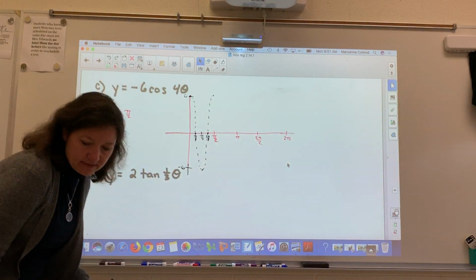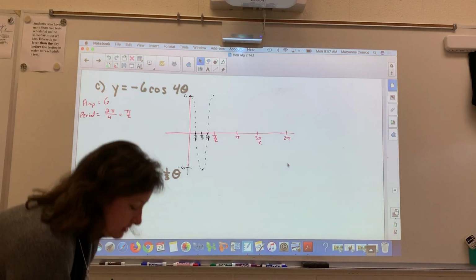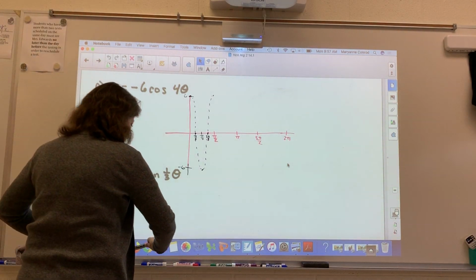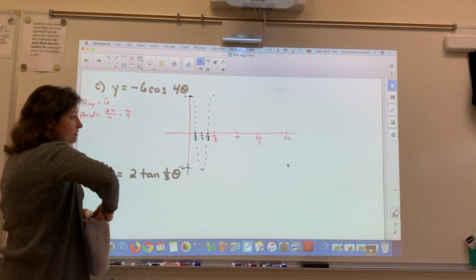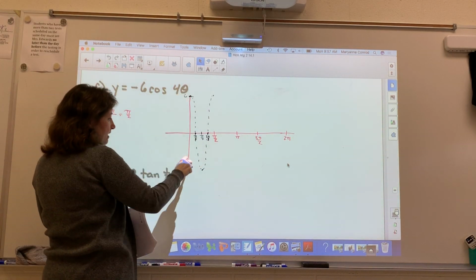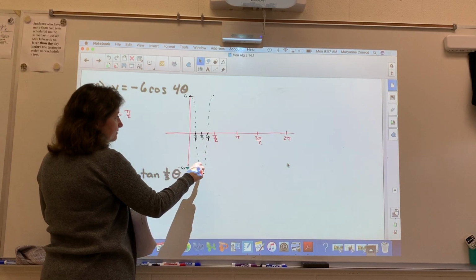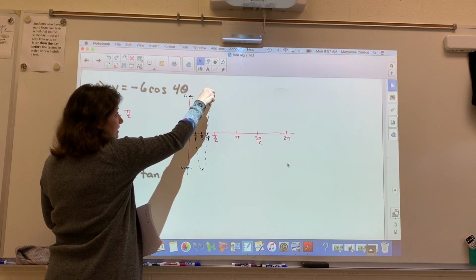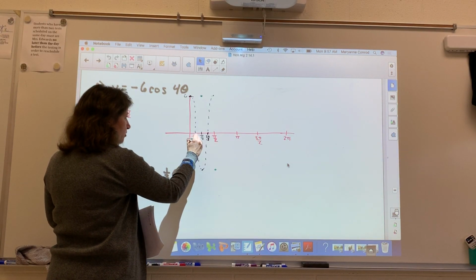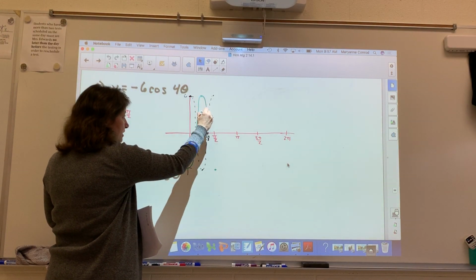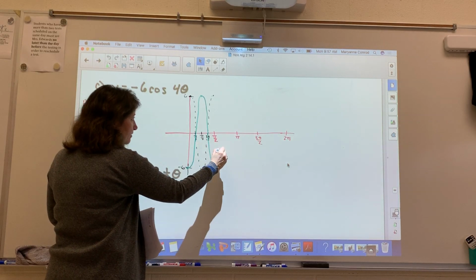But it's not positive 6. It's negative 6. So what's the negative 6 going to do to this curve? It is going to flip it. So now the 6 flips down to negative 6. The negative 6 flips up to positive 6. The 6 flips down to negative 6. And so when I draw my flipped curve, my final curve will be this green one. And then it repeats itself.